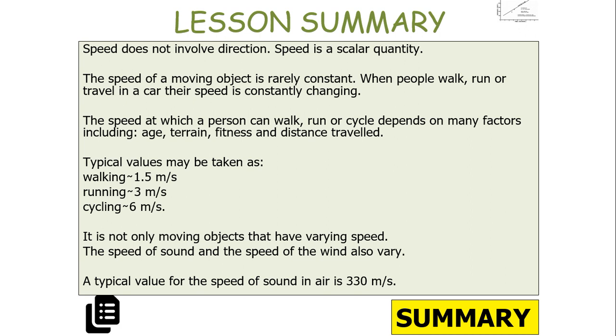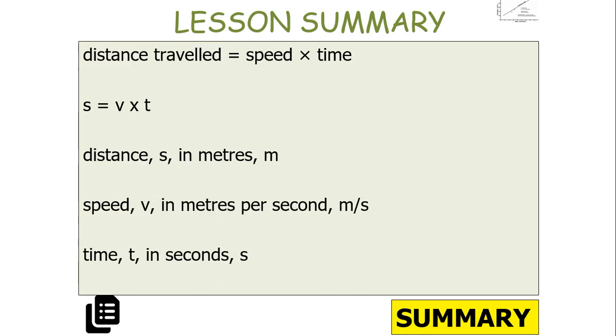Now, the typical values for walking are 1.5 meters per second. The typical average speed of someone running is 3 meters per second, and the typical average speed of someone cycling is 6 meters per second. Now, this value varies, it doesn't stay constant, because it can be changed by your age, the terrain you're on, the fitness you have, or the distance you've already travelled, but also the speed of sound can vary, and the speed of wind can also vary.